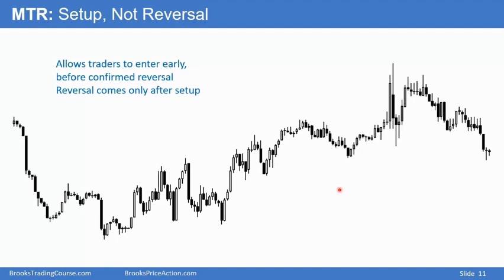I said that a major trend reversal has a 40% chance of leading to a swing trade. The advantage is the risk is small. You're entering early before there's a confirmed reversal. The reversal only comes after a strong breakout in your direction. Here we have a double bottom, higher low major trend reversal.